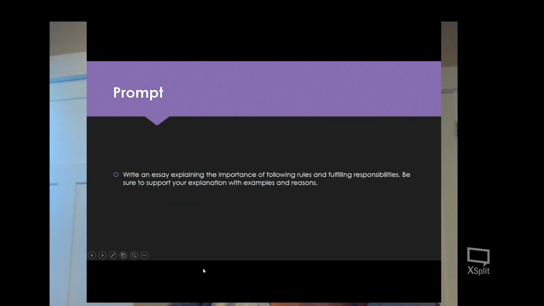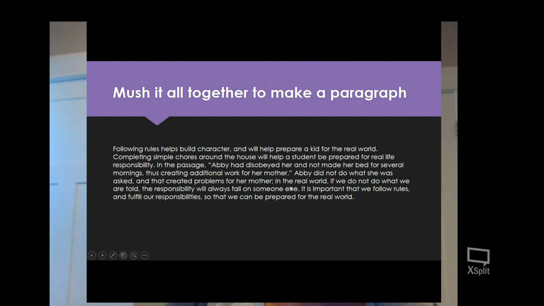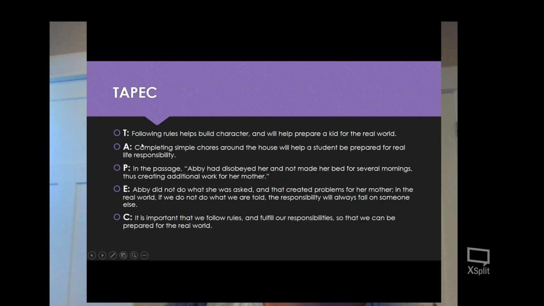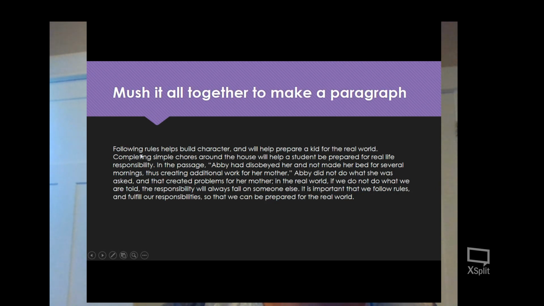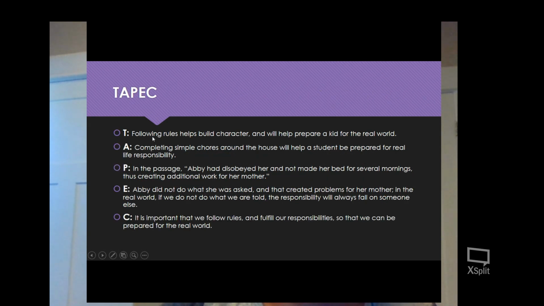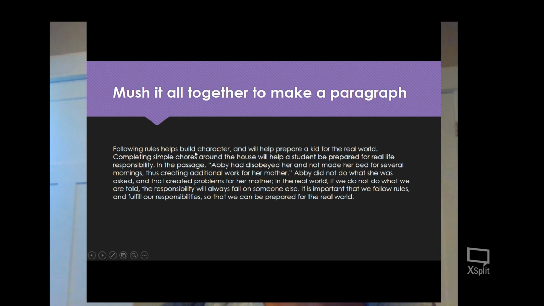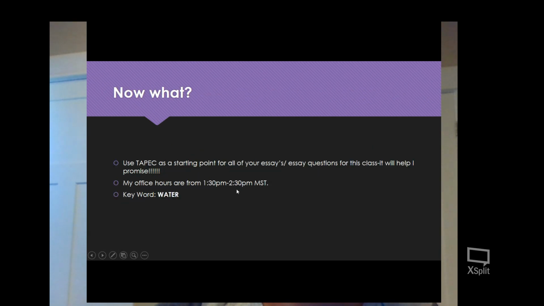It answers a prompt of the importance of fulfilling responsibilities, and we explained ourselves, we used examples, and we reasoned. All using this format right here. This may seem excessive, but guess what? When you go to put it in this paragraph, this is going to make this so much easier. Okay, so now what? Use THC as a starting point for all of your essays and your essay questions for this class. I promise you it will help and it will make you a better writer. For tests, for life, whatever, I promise it will help you.